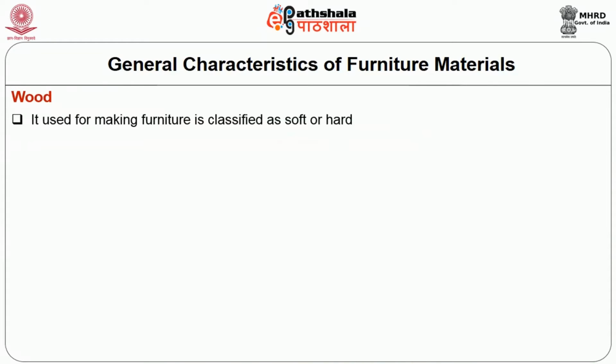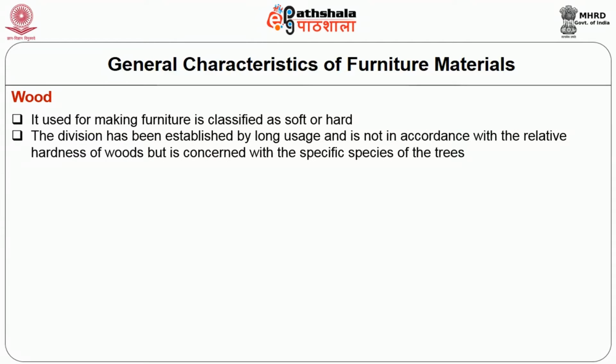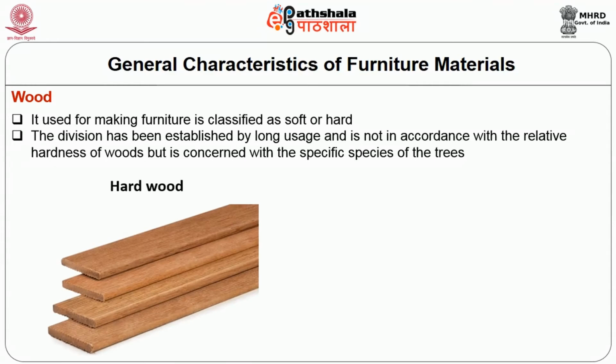Wood used for making furniture is classified as hardwood and softwood. The division has been made by long usage and it is not in accordance with the relative hardness of wood, but is concerned with the specific species of the trees. Let us see the difference between hardwood and softwood.